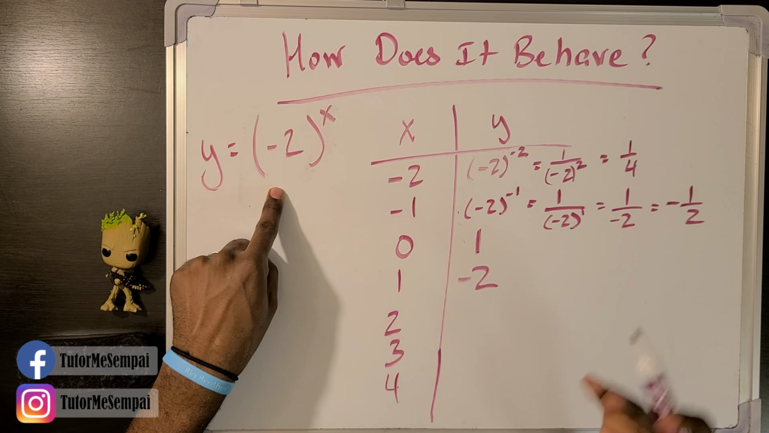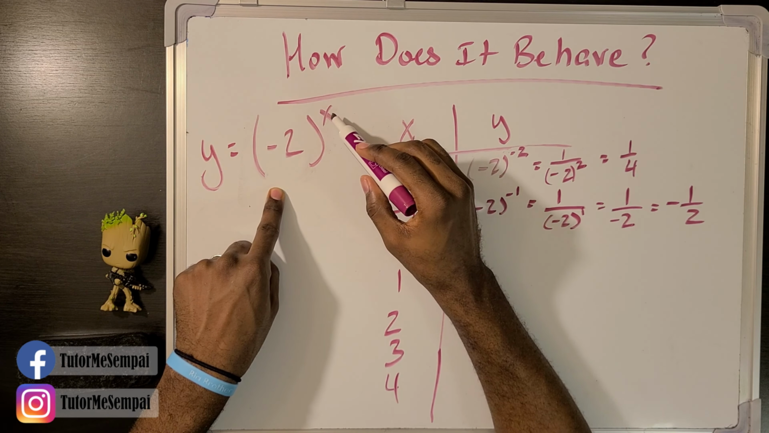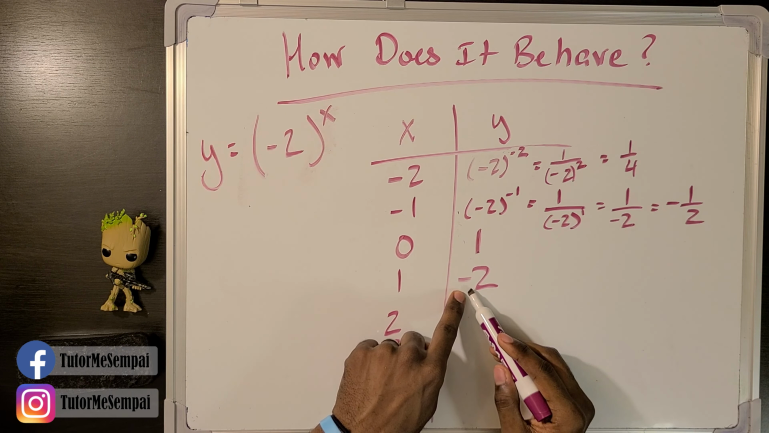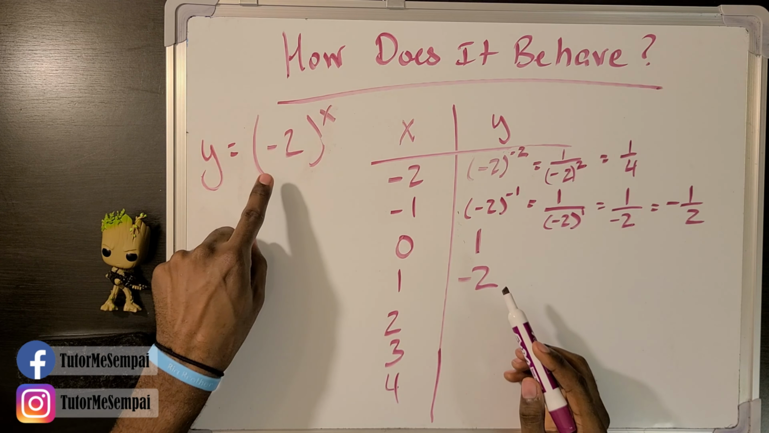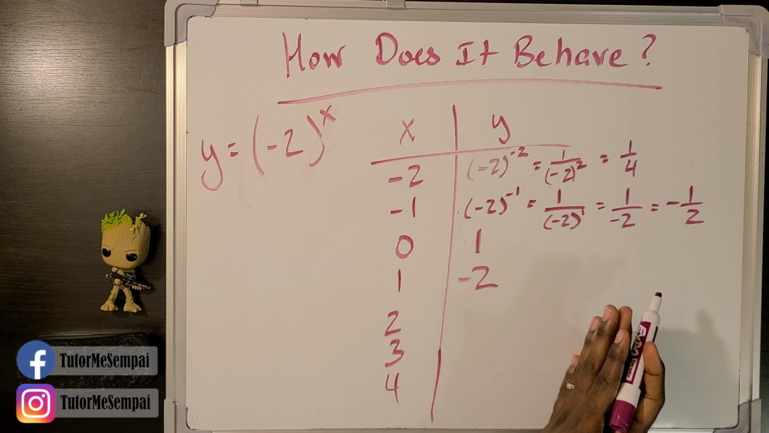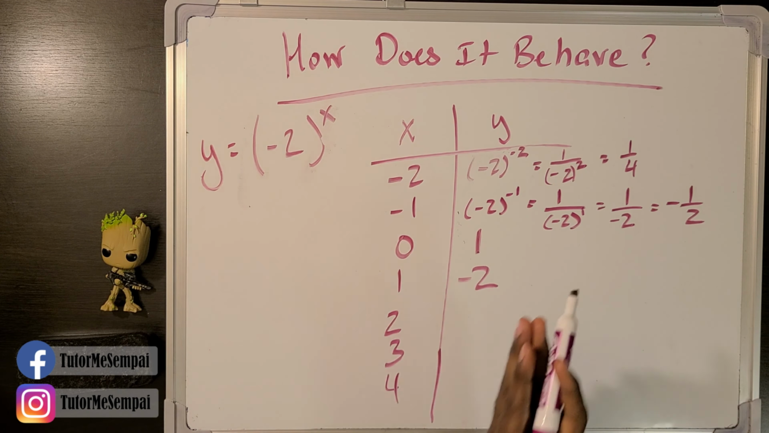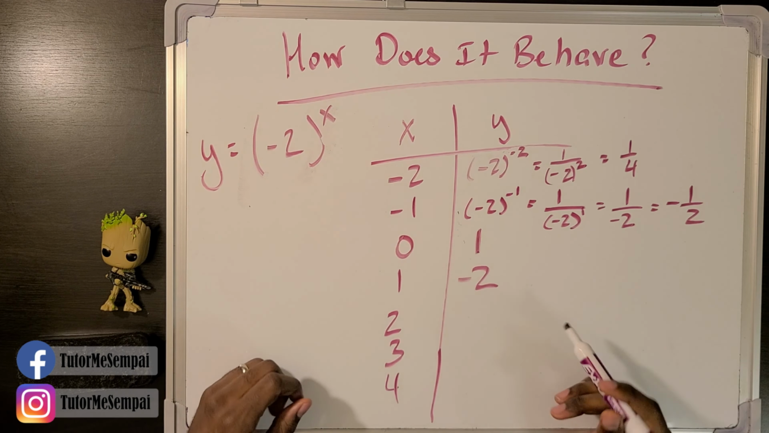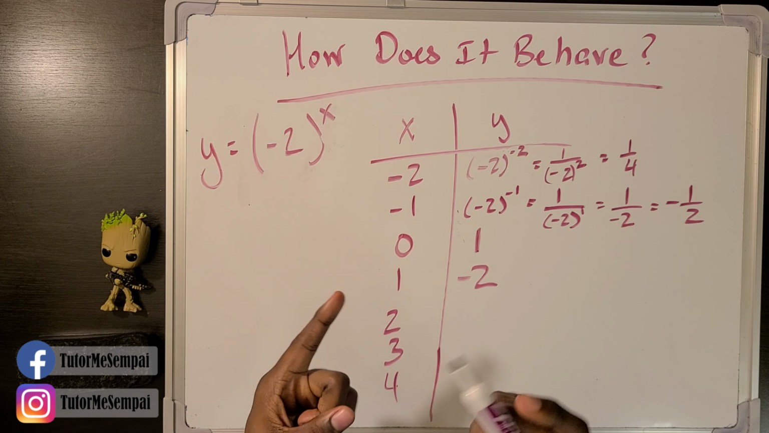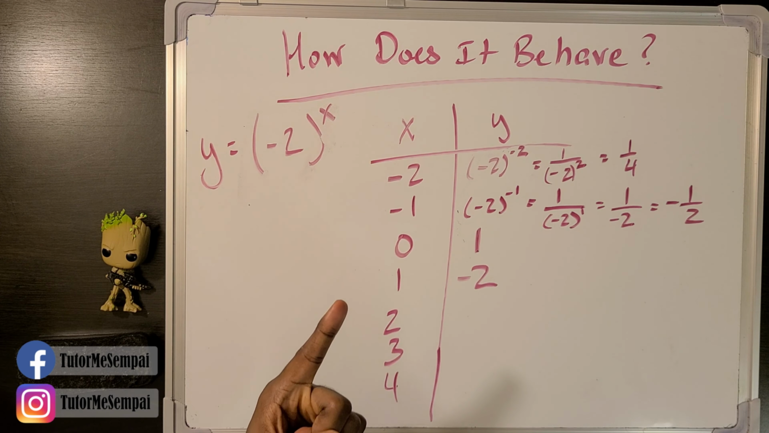It keeps switching back and forth from negative to positive, and the reason is whenever you have an even exponent, you're going to cancel out your negative. However, when you have an odd exponent, your negative remains. So it's always going to go from negative to positive, from positive to negative, and that is not an exponential function. So if we want to have an exponential function, our base has to be greater than 0, but not 1.